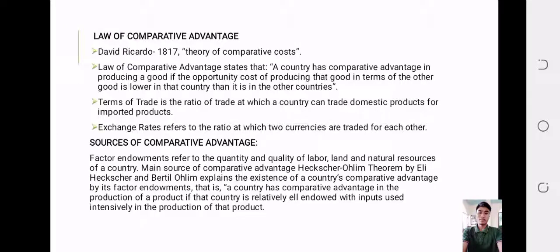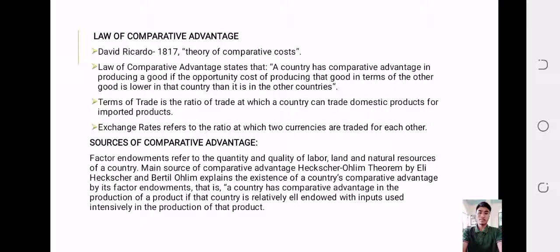Law of comparative advantage. In 1817, David Ricardo proposed the theory of comparative cost, also known as the law of comparative advantage, which states that a country has a comparative advantage in producing a good if the opportunity cost of producing that good in terms of other goods is lower in that country than in other countries.